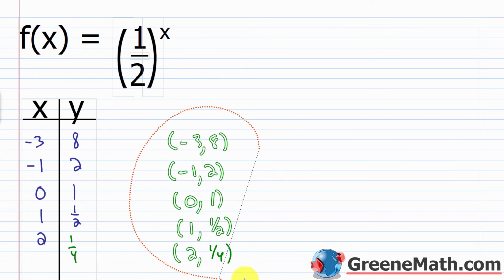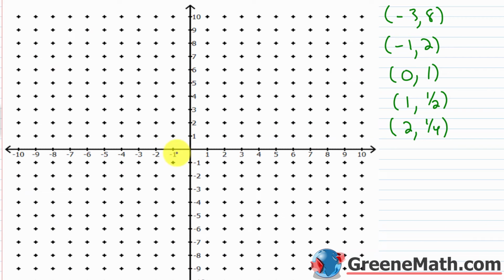So let's just copy this. -3, 8 is going to be right there. -1, 2 is going to be right there. And 0, 1 is right there. 1, 1/2 will be about right there. And then 2, 1/4 would be about right there. So you can see this graph is going to fall from left to right. In other words, it's going to come from up here, and it's going to fall as we move to the right. We just say that it will, again, approach the x-axis, but it will never, ever touch it.